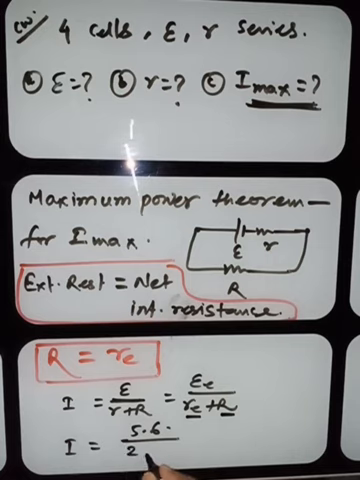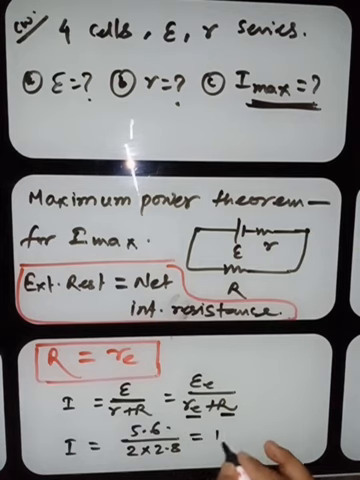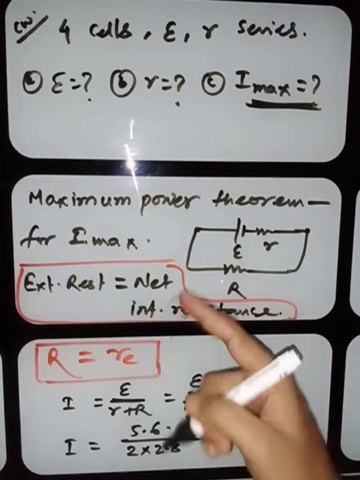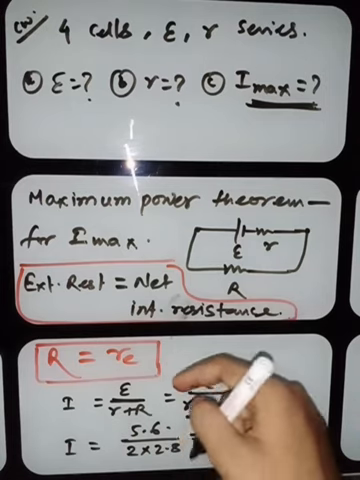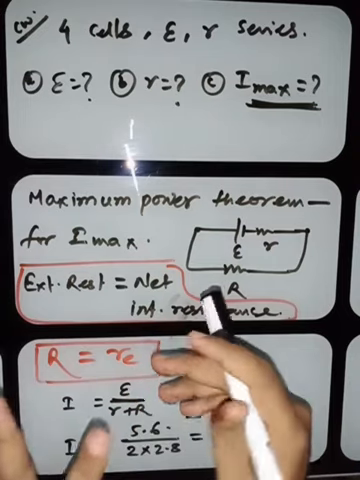It means twice the R equivalent. And what was the R equivalent? It was 2.8 for 4 cells. For 1 cell we calculated 0.7. Okay, and it will be 1. So 1 ampere is the maximum current, and this is the concept using the maximum power theorem, my dear student.